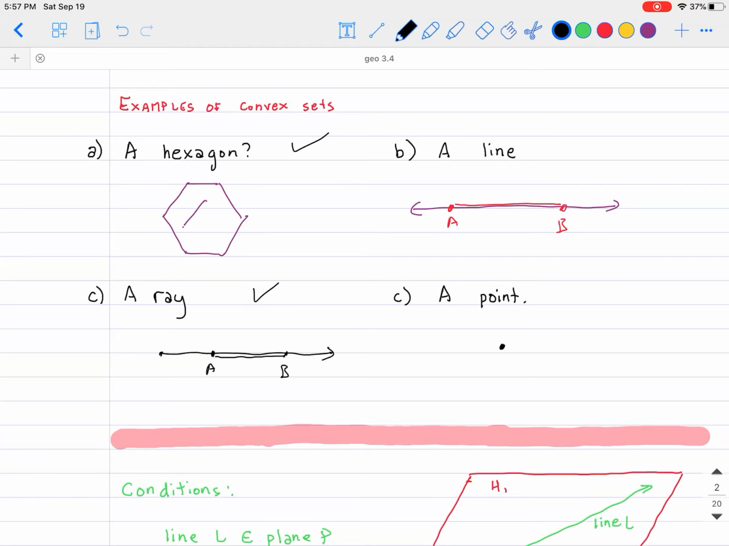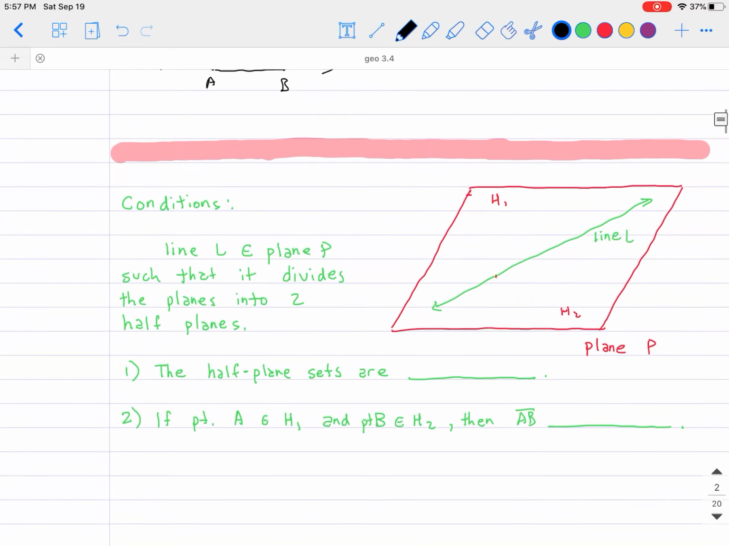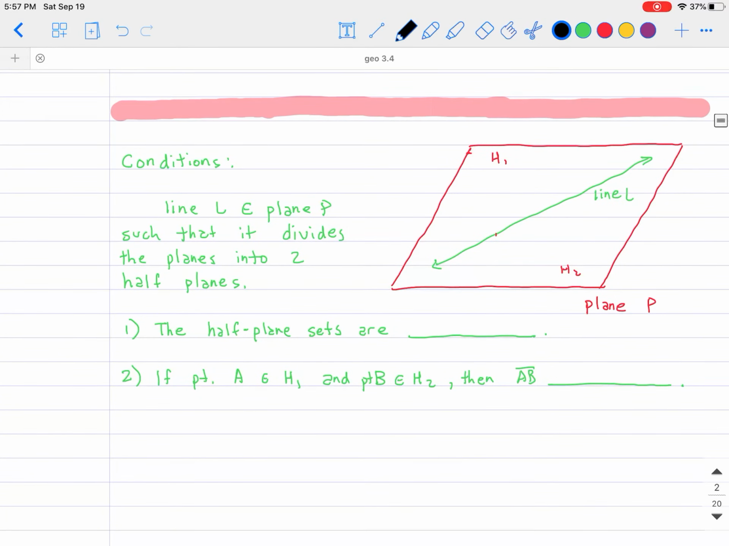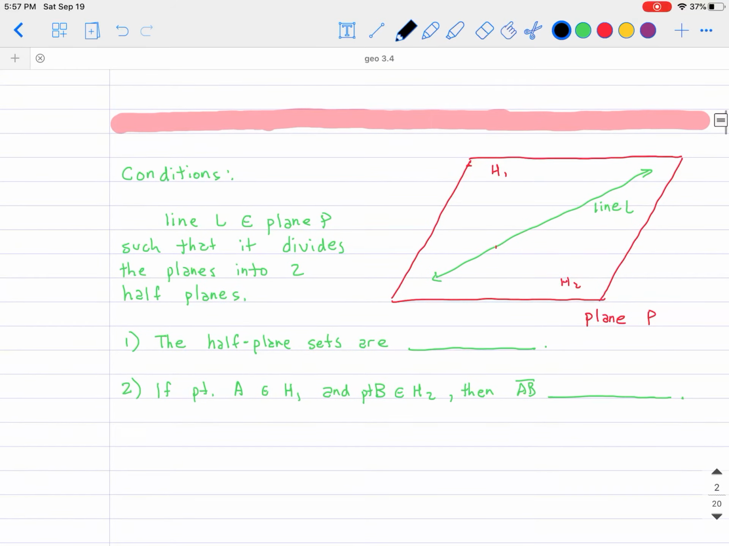So all of these are valid convex sets. Now, let's go ahead and apply the convex set to some of these geometrical figures that we have here. The conditions are going to be as follows. Let's say that we have a picture right here on the right-hand side where we have a plane that goes on forever. And I'm going to say line L is going to be somewhere on that plane.